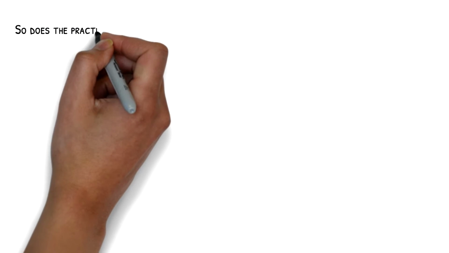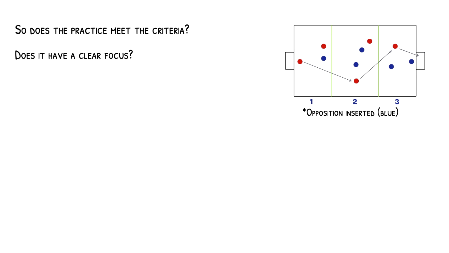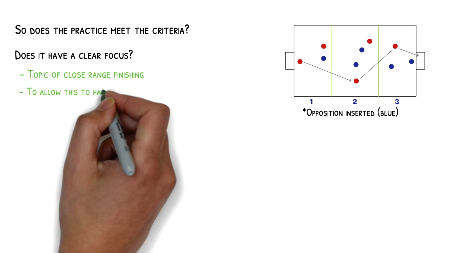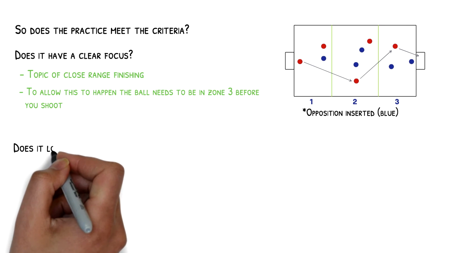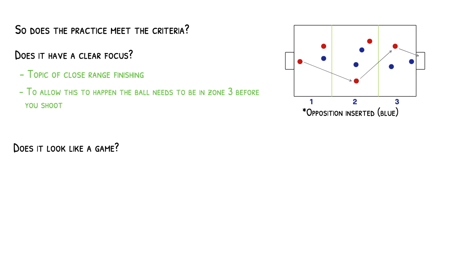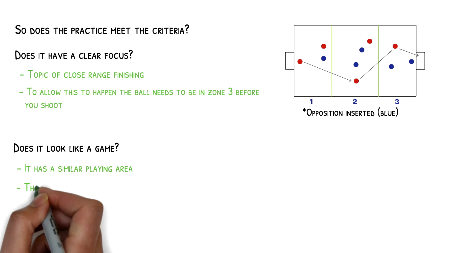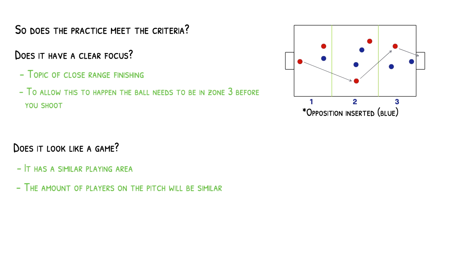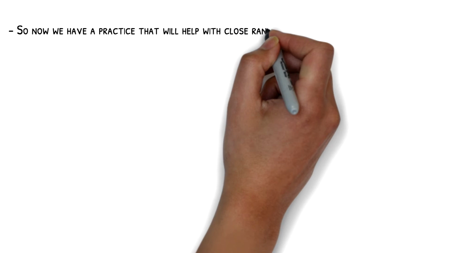So does the practice meet the criteria? Does it have a clear focus? We have a topic of close range finishing. To allow this to happen, the ball needs to be in zone 3 before you shoot. Does it look like a game? It has a similar playing area, and the amount of players on the pitch will be similar. So now we have a practice that will help with close range finishing.